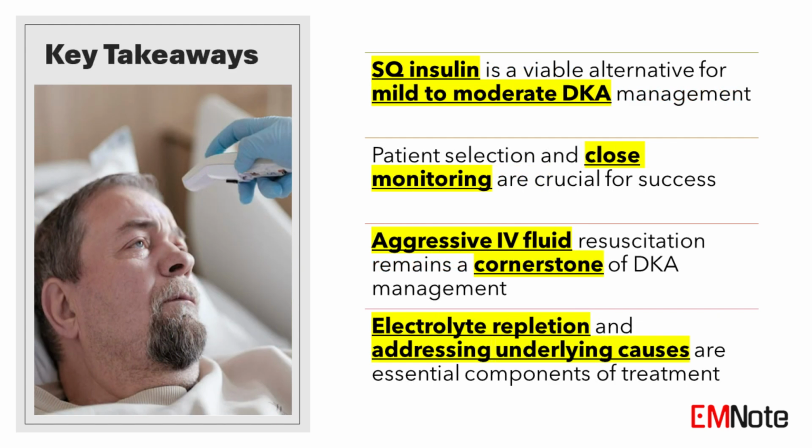Key takeaways. In conclusion, the use of subcutaneous insulin for managing mild to moderate DKA represents a viable alternative to traditional IV insulin therapy in selected patients. Success with this approach hinges on several factors. 1. Appropriate patient selection based on DKA severity and overall clinical status. 2. Adherence to a structured insulin protocol with regular dose adjustments. 3. Maintenance of aggressive IV fluid resuscitation as a fundamental aspect of DKA management. 4. Careful attention to electrolyte repletion and correction of underlying precipitating factors.